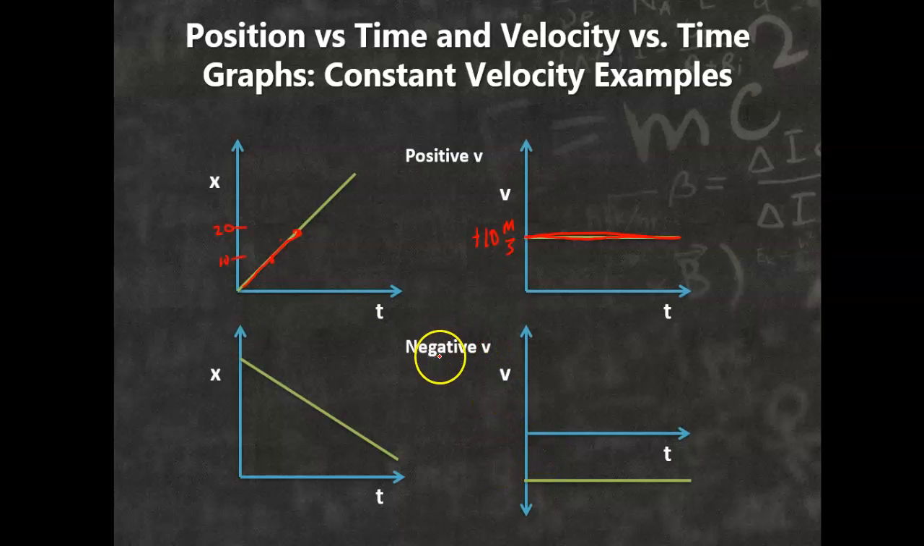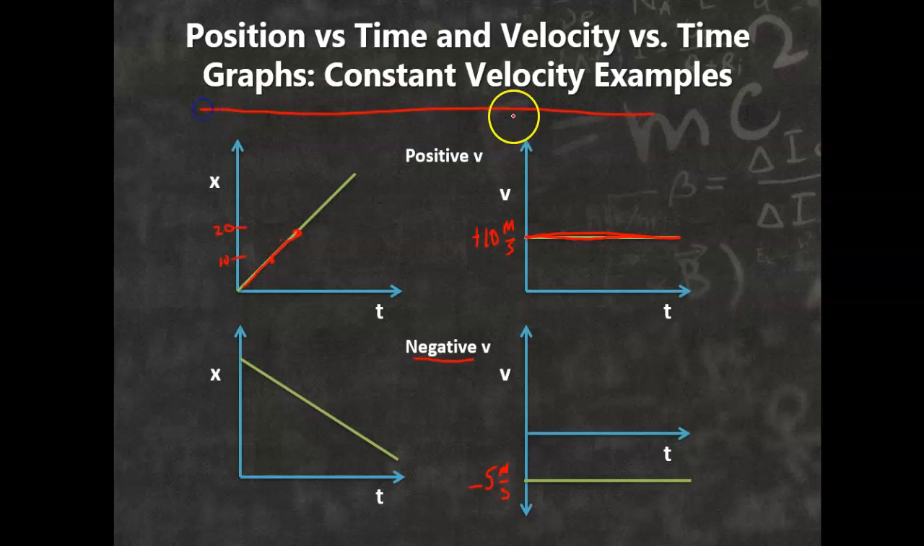All negative velocity means, as we've said before, is the direction of the velocity. So all this graph is suggesting is that let's say we had a negative 5 meter per second velocity. All that means is we're traveling in the negative direction at 5 meters per second.